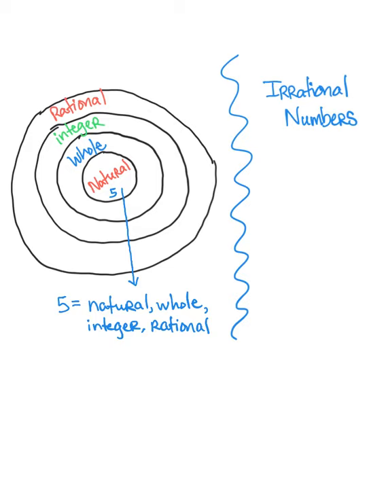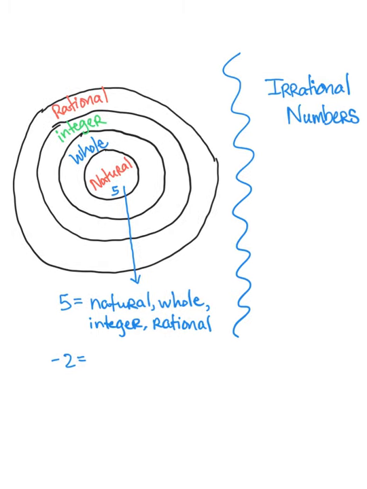So let's look at -2. Let's try to put it in one of the ripples. Is it natural? Is it a counting number? Well, no, it's not a counting number. Is it 0 plus a counting number? Well, no, it's not. Is it a positive or negative whole number? Well, yeah, it is. So let's put -2 into that ripple. And then what ripples do I need to walk out of? Well, we walk out this way. So we know it's an integer.